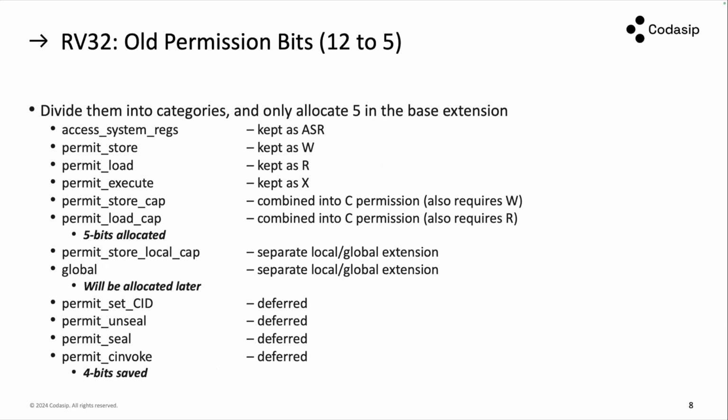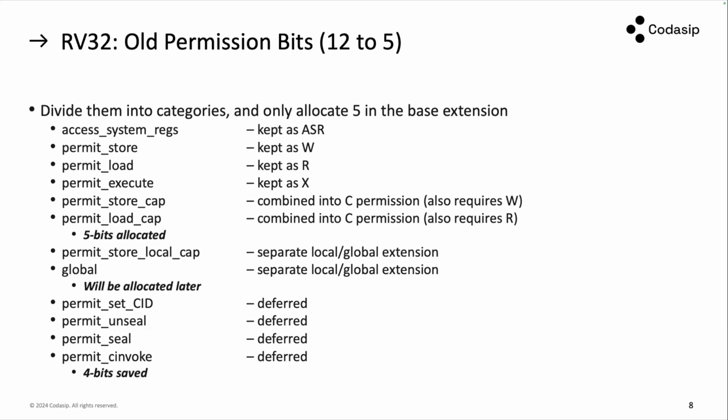So starting with the permissions, I've sort of ordered them by what we did with them. So access system registers is still there, called ASR as an abbreviation. Store and load are still there, but as write and read, W and R. Execute, of course, is still there. So the store cap and load cap were combined into a single one, and then you also have read or write in there to say which one. So you can't load and store cap. It has to be symmetrical. You either have cap permission or you don't.